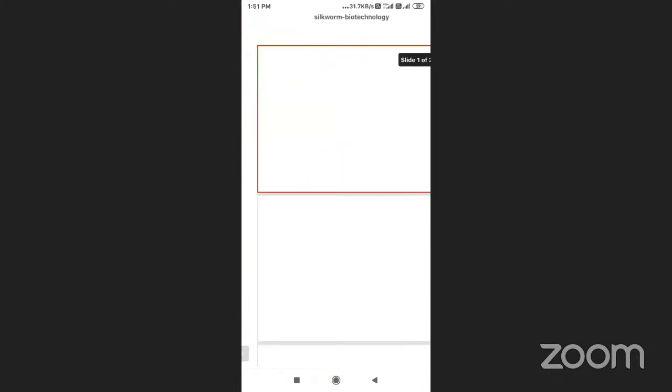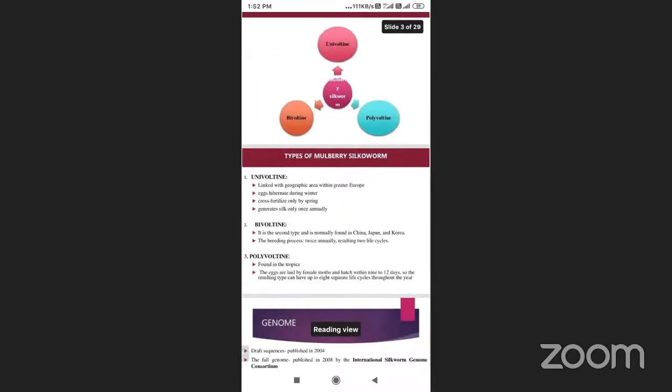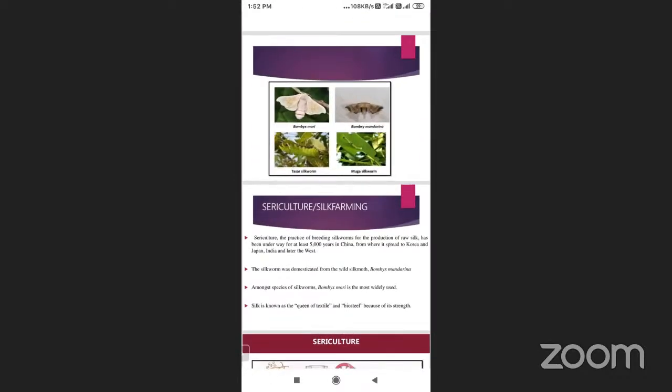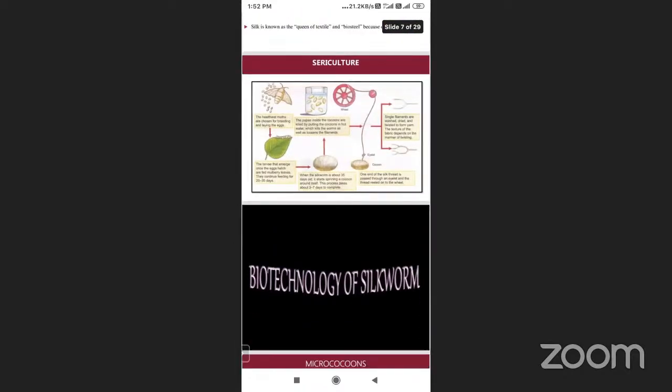Once again, I will show you the PPT. See here. So these are the PPTs related to your chapter. These are the moth diagrams. Different types of silkworm moths are there: Bombyx, tussar, muga, and all these things. So this is the sericulture procedure, how to extract the silk from the silk moth.